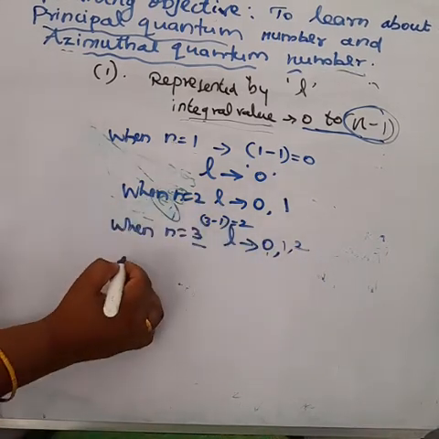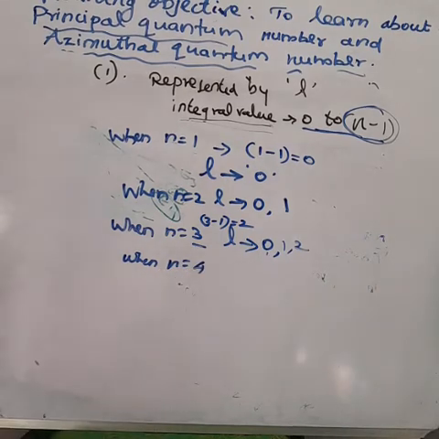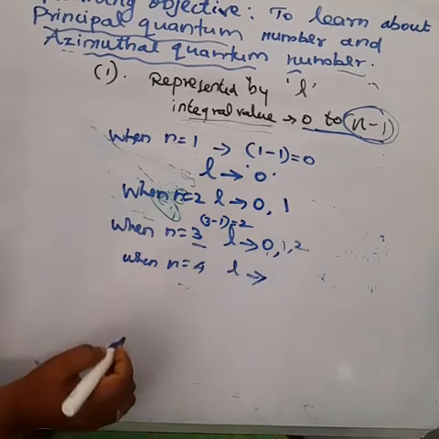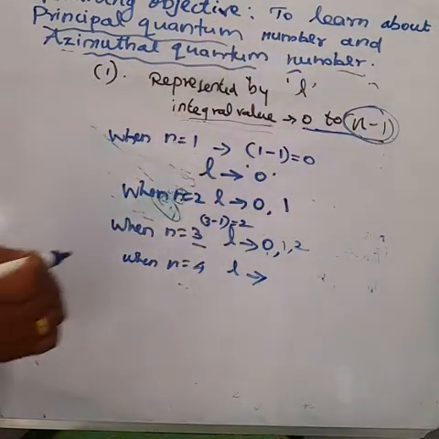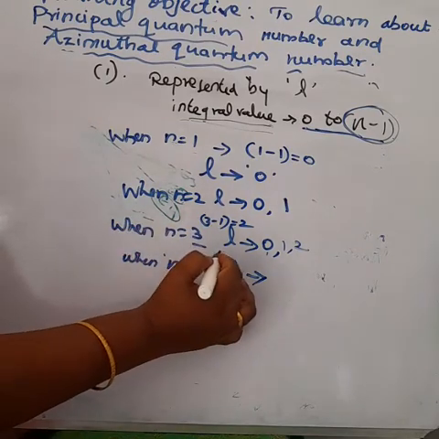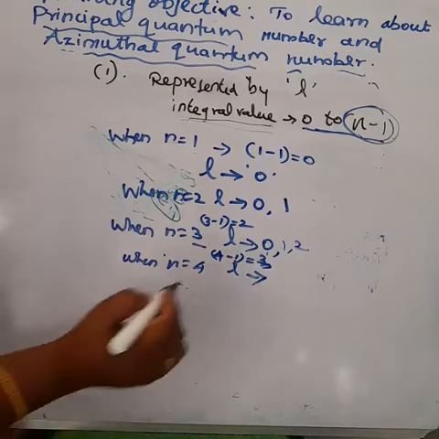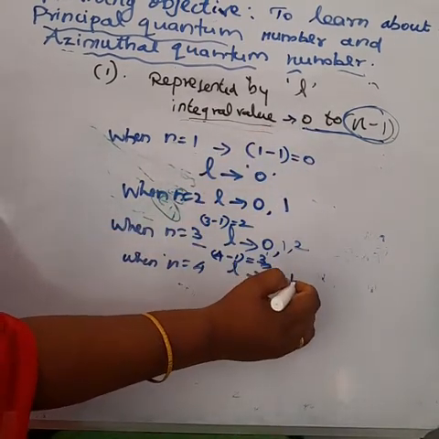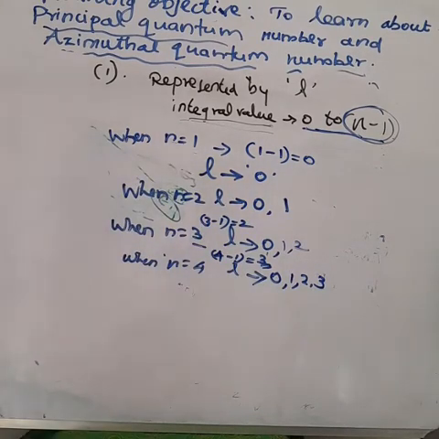Okay, and when n is equal to 4, what is the integral value of l? The integral value is starting from 0 to n minus 1. Here n is equal to 4, so 4 minus 1 is equal to 3. So the integral values of l start from 0, 1, 2, 3. These are the integral values of l.